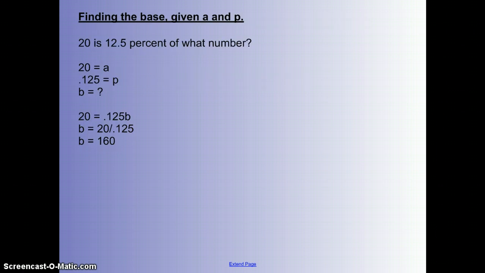Sometimes you need to find the base given the amount and the percentage. So if they ask 20 is 12.5% of what number, we know that 20 is the amount, 0.125 is the percent. Now see how I changed it now? You cannot use 12.5 here. You have to put it in pure decimal percentage terms, so it must be 0.125, and you're solving for the base. So 20 equals 0.125b. B equals 20 divided by 0.125, so that's B equals 160.